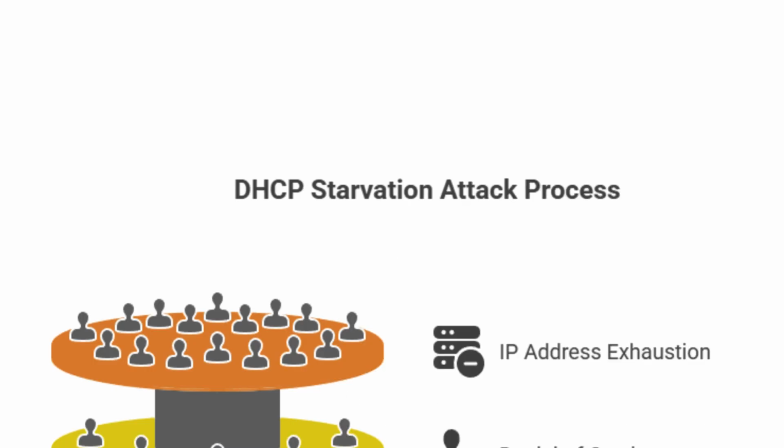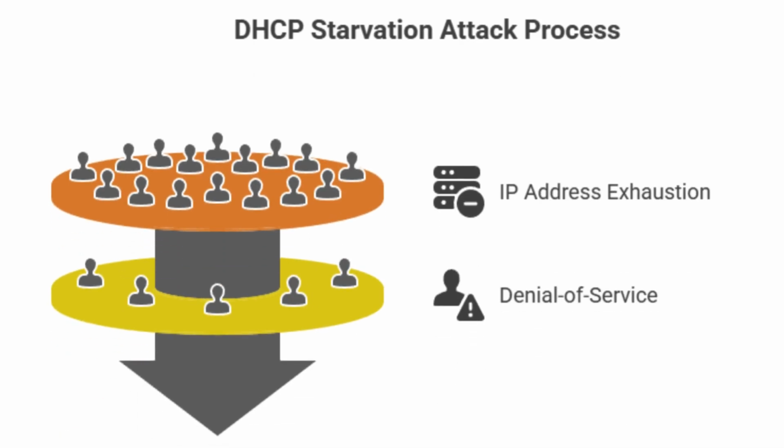DHCP starvation: an attacker floods the DHCP server with tons of fake requests, quickly exhausting the entire pool of available IP addresses. This results in a denial of service (DoS) attack, preventing legitimate new clients from connecting to the network.